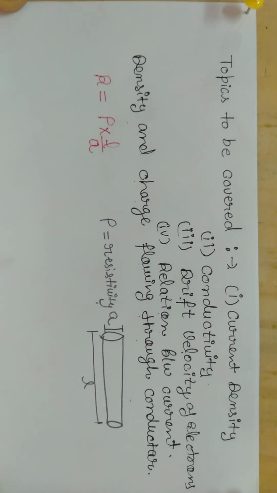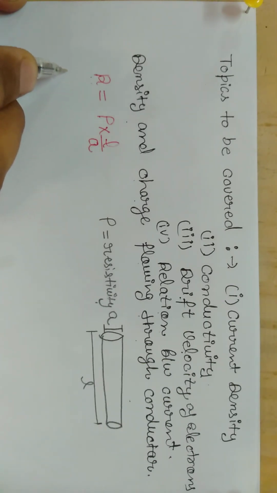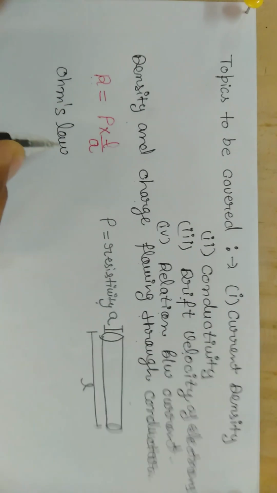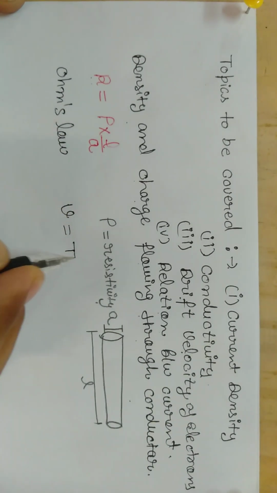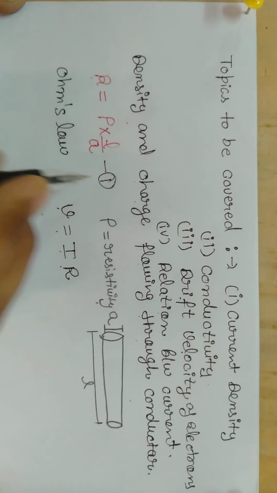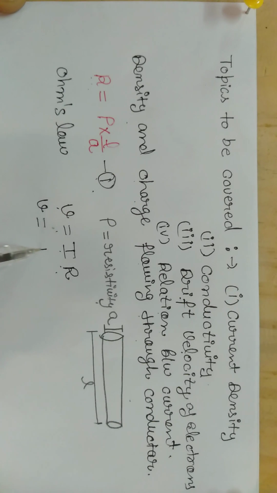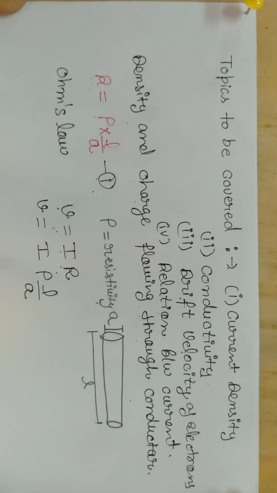So now moving further, we also have the relation of Ohm's law. So what Ohm's law conveys to us is that V is equal to IR, that is, the voltage is equal to current into resistance. Now putting the value of R from equation 1 here, we get V equals I into rho L upon A. So that will become the next equation.